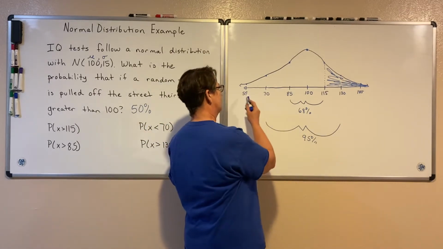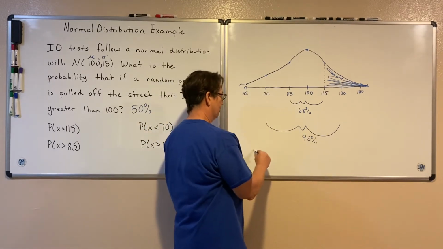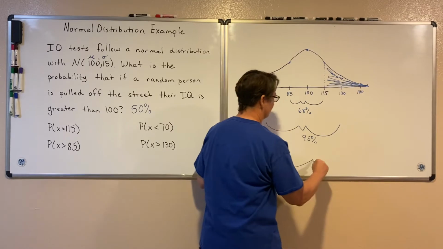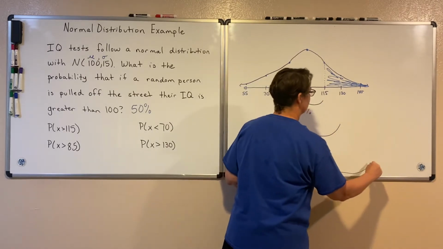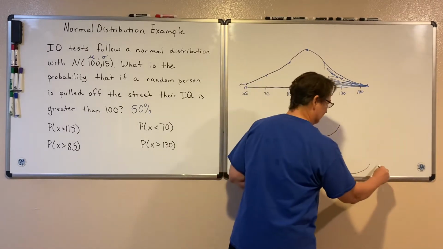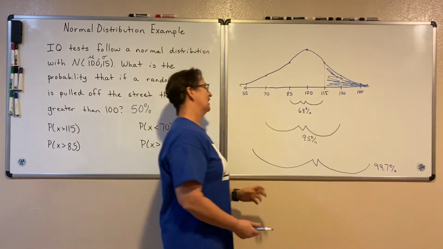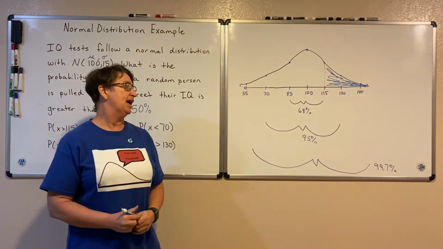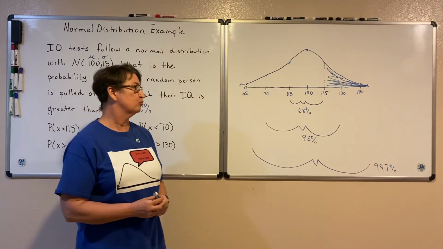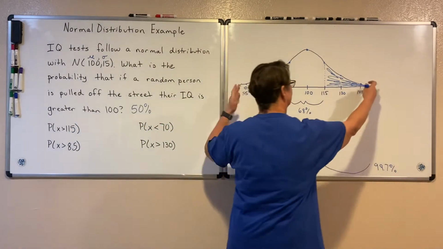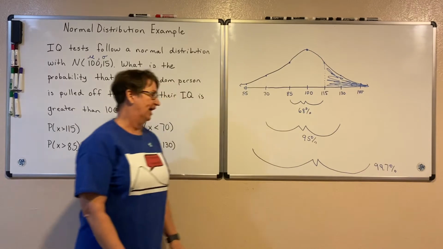And then the probability I get someone from 55, 3 standard deviations out, to 145, well, that's 99.7% of our population has an IQ between 55 and 145. So it's really rare to be on the outsides of that.